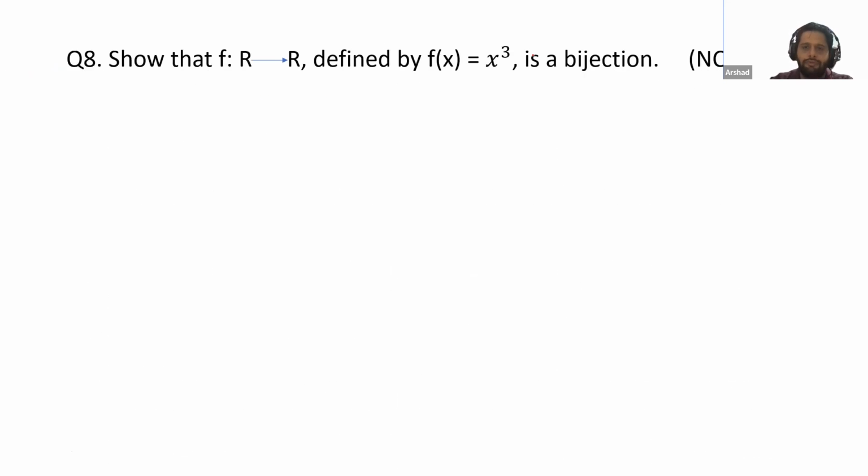Okay, this is also a very, very simple question. This is a homework. Because x cube question we have already done. We have done some questions where we have an expression of x cube. So you can do this question. Please note down this homework.